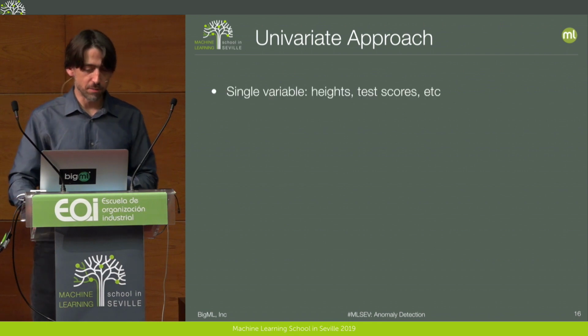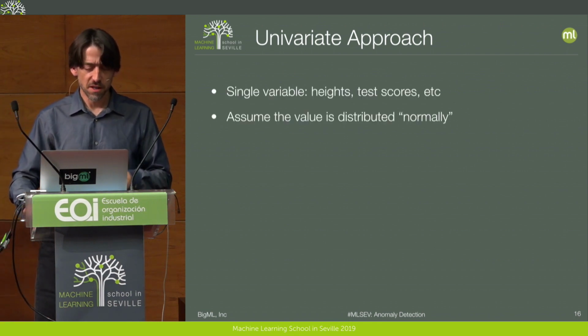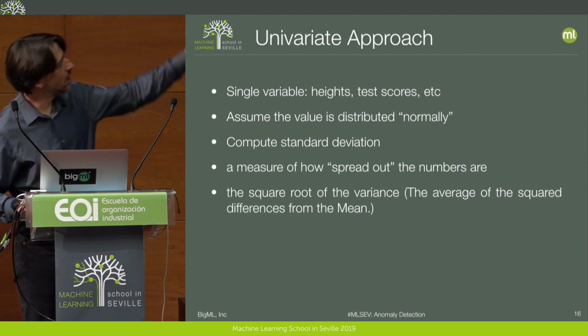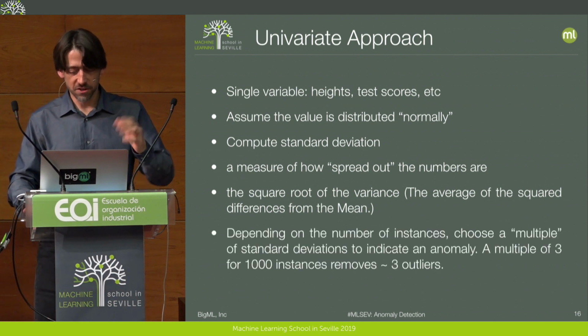Okay, univariate approach. You've probably seen this before if you've ever had a statistics class. You have some kind of a single variable you're thinking about, like heights and test scores. You assume that value is distributed normally, and you compute some kind of a standard deviation. That is the measure of how spread out the numbers are, right? So you have the square root of the variance. I'm going fast, I know.